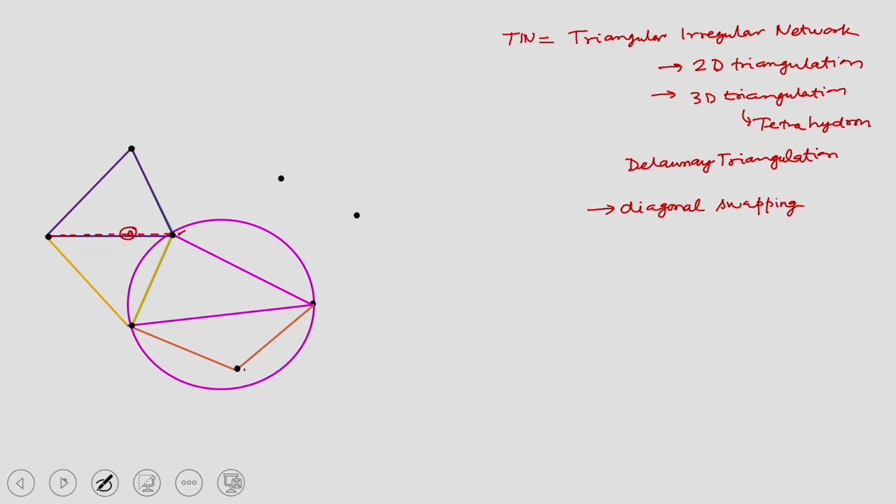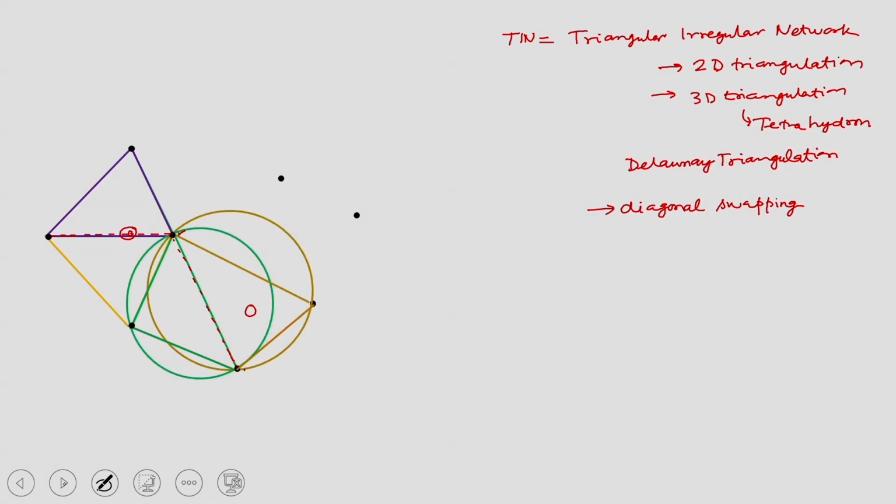This is a new triangle and 2 triangles are falling in one circle. So, what will I do? I will remove this diagonal and I will create this diagonal like this and like this. So, I got 2 triangles from the quadrangle. Let us fit the circles again for this green triangle and the other triangle. So, I get again 2 circles and each circle contains only 3 points on its circumference. So, this is the process called Delaunay triangulation by diagonal swapping method.